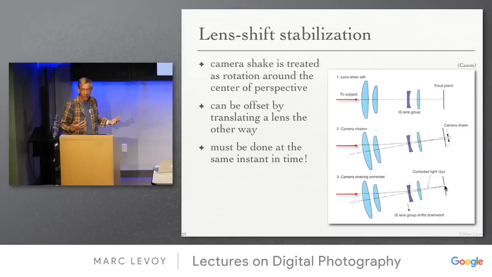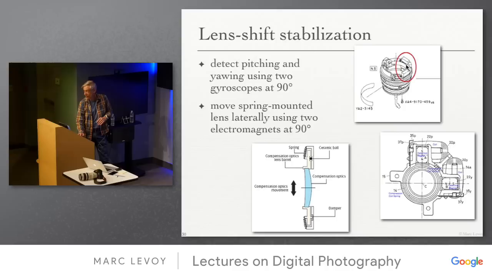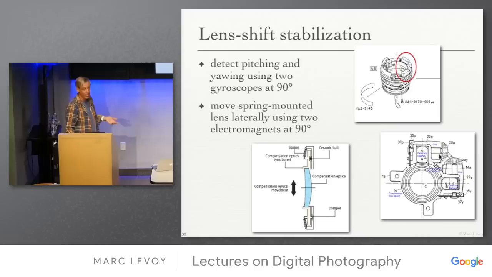So it's an in-camera hardware system. There are typically two gyroscopes mounted on the lens, detecting the rotation of the lens. And then there are actuators that will translate a lens element or a group of lens elements. And they are electromagnets and spring-mounted, and you can sort of see what they do. It's a pretty amazing system that the thing works at all.